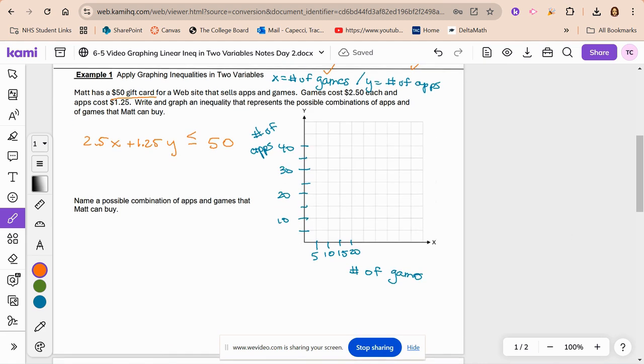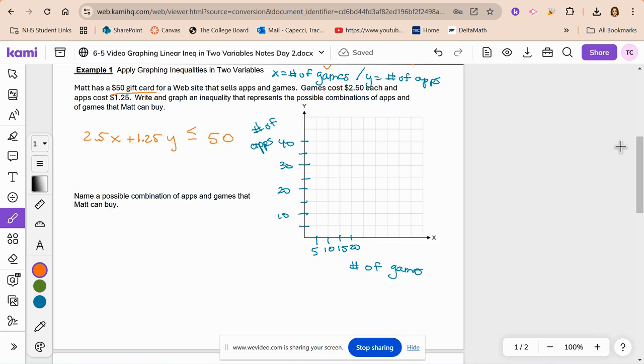Okay, we need to put that in slope-intercept form in order to graph it. So I'm going to bring that 2.5x to the other side. Less than or equal to negative 2.5x plus 50. I'll divide everything by 1.25. And I'll just bring that down there. So I end up with y is less than or equal to negative 2x plus 40. Right, so we know here that's going to be a solid line, and we're going to shade below.